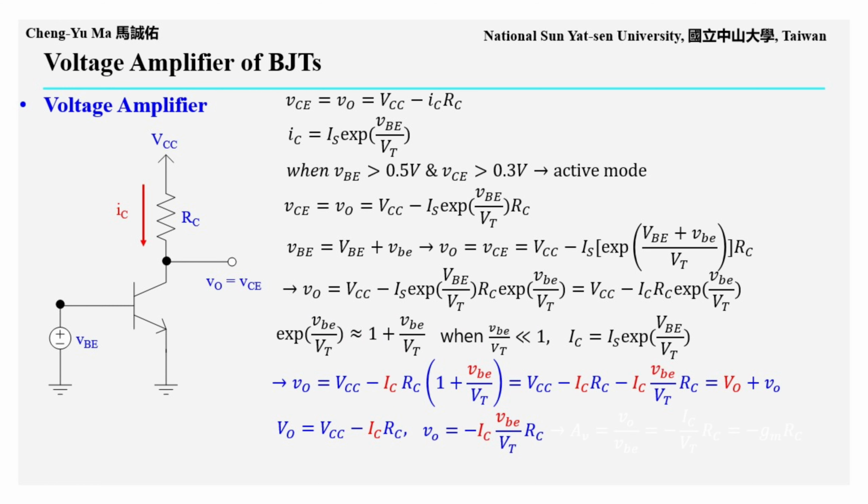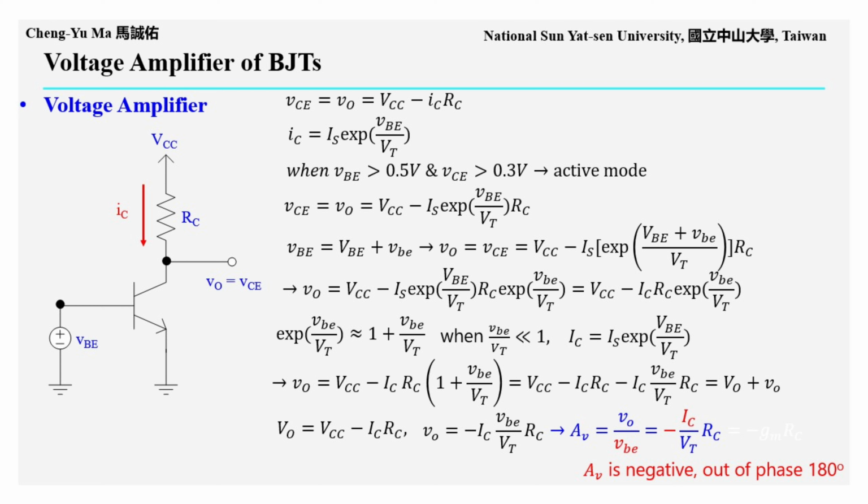Therefore, the total output voltage becomes VCC minus IC times RC multiplied by the quantity 1 plus vbe over VT. Expanding the bracket gives VCC minus IC times RC minus IC over VT times vbe times RC. This expression contains two parts. The DC output voltage, capital VO, equals VCC minus IC times RC, and the AC small signal output voltage, lowercase vo, equals negative IC over VT multiplied by vbe and RC.